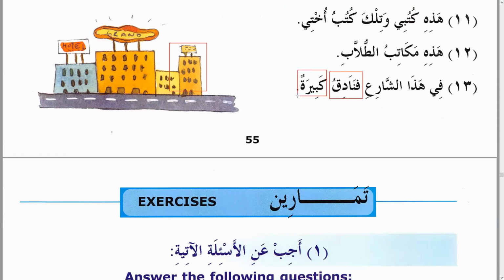So we won't say kibarun. We'll say kabiratun, singular feminine here again. In this street, fi hadha shari'i. Fanadiqu kabiratun. There are big hotels, inns, right? There are big hotels.